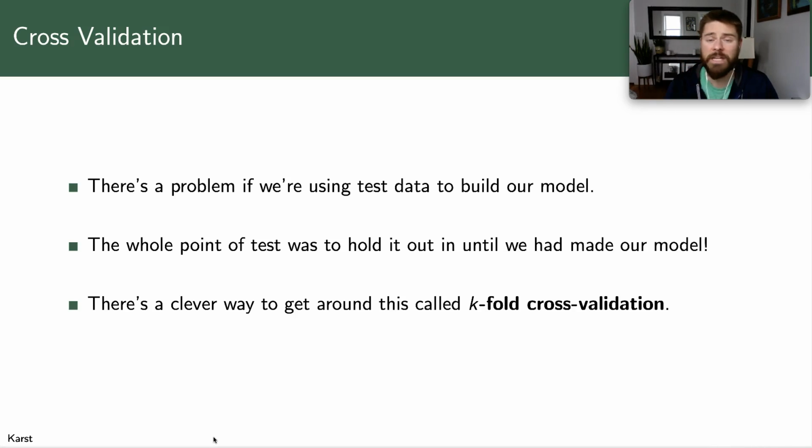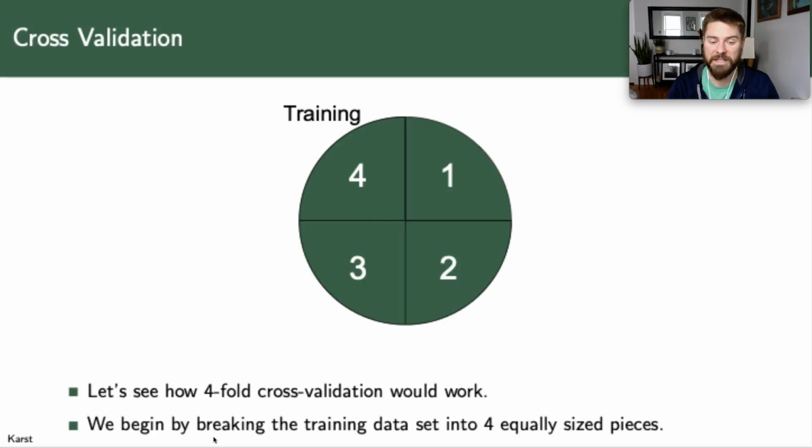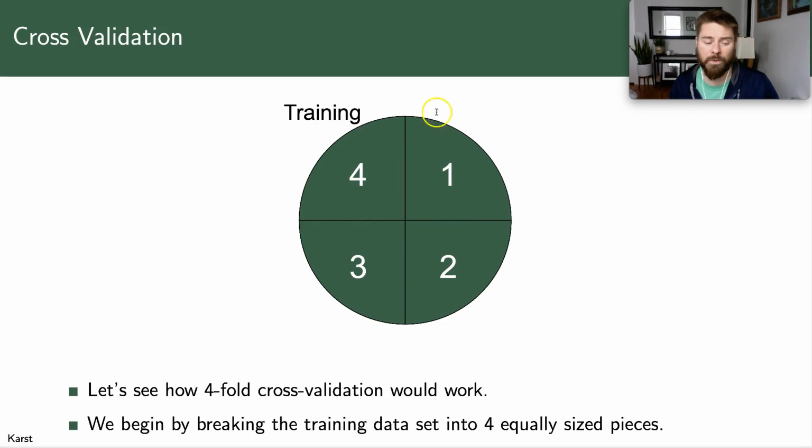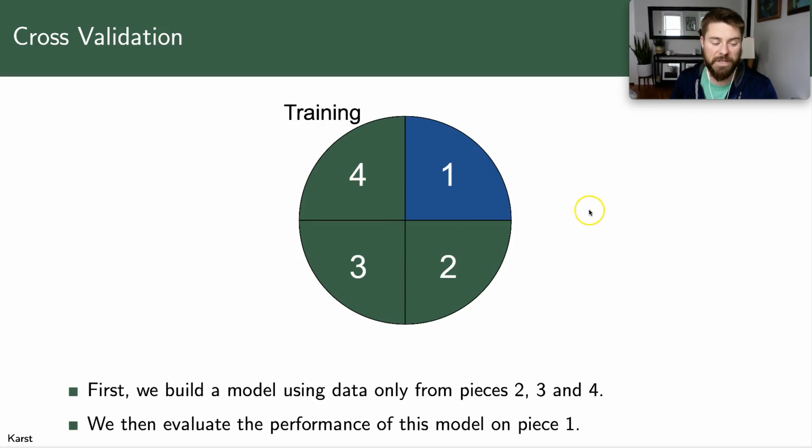And so we need to get around this idea, and the best way to do this is k-fold cross-validation. So let's talk about what that big term means. Here's the idea. We're going to take our training data set and split it into pieces. Here, k equals 4, so this is 4-fold cross-validation. And this is only training. Test is nowhere to be found. I've locked test in a box in another state. We can't even see the thing. This is only training, okay? We break it into pieces.